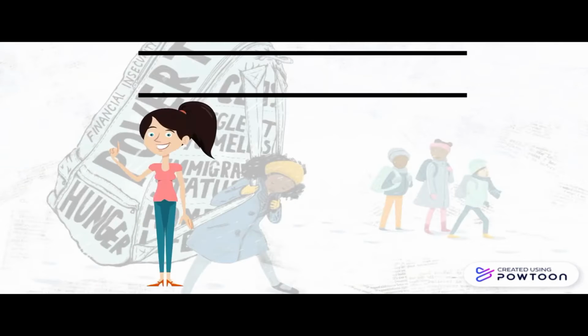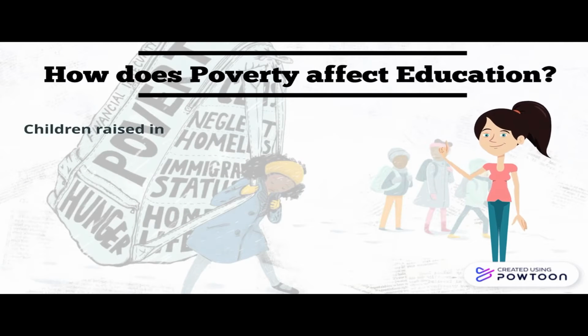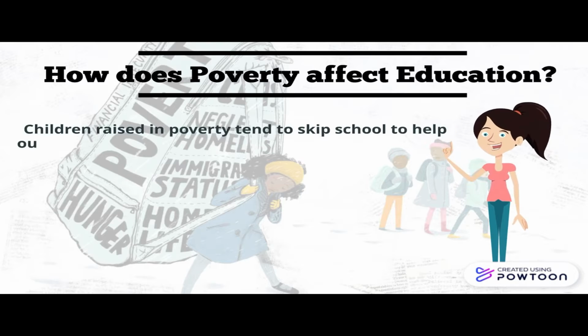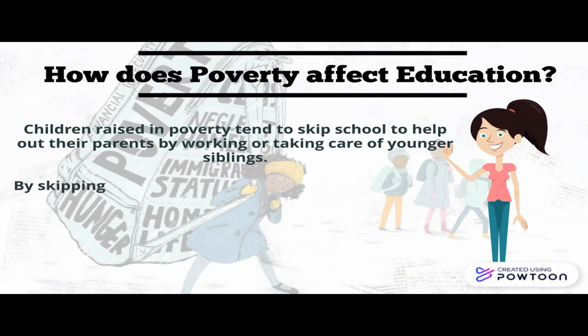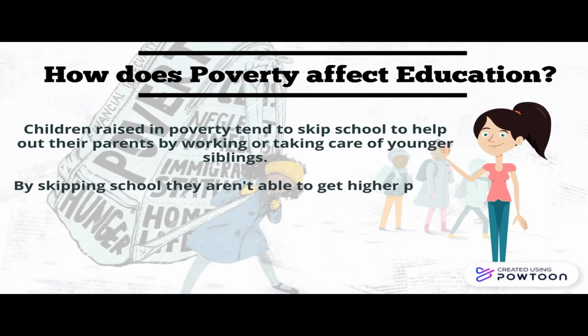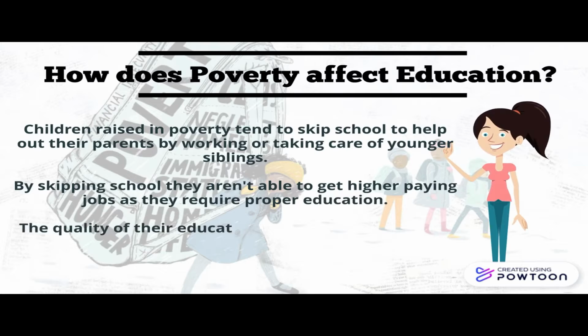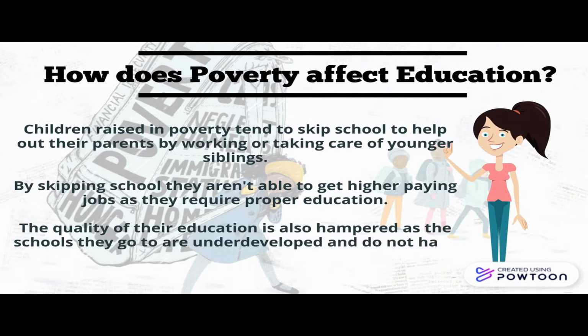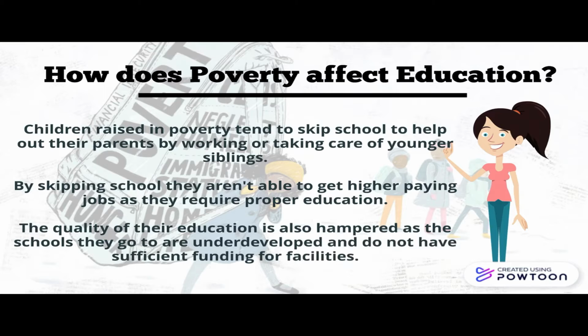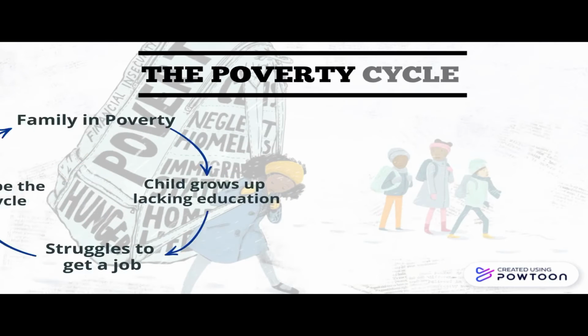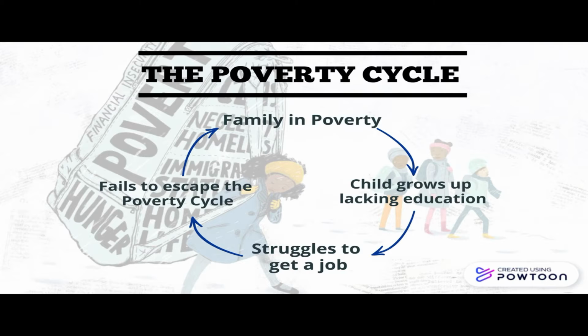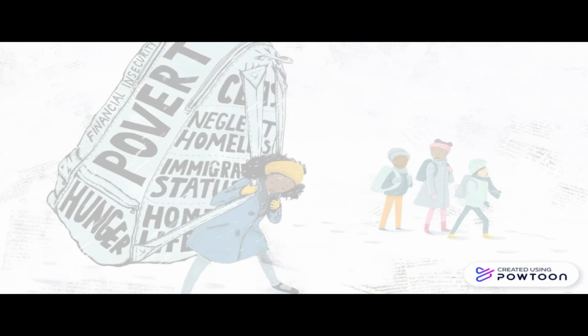So, how does poverty affect education? Children raised in poverty tend to skip school to help out their parents by working or maybe even by taking care of their younger siblings to ease the lives of their hard-working parents. However, this leads to skipping school, which results in lack of proper education, and without proper education, they are unable to get higher-paying jobs. This ends up creating a loop of events known as the poverty cycle.